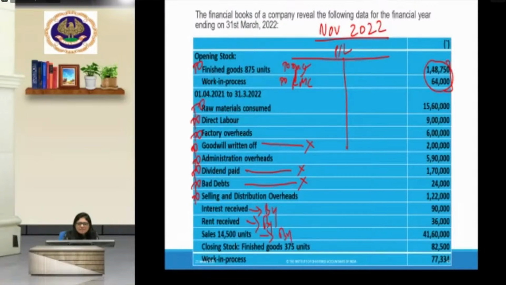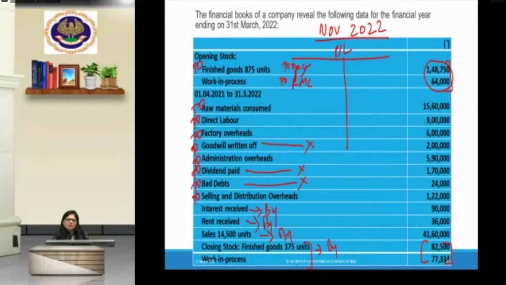Buy sales. Clear? So debit side, the opening stock, and then all the expenses. Credit side, incomes and sales, and closing stock also on the credit side. So closing stock of finished goods and WIP, both are closing stock. So, both the closing stocks.